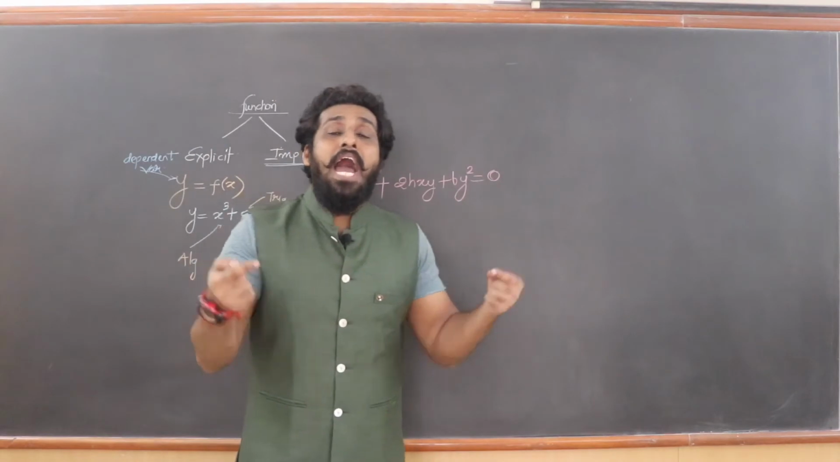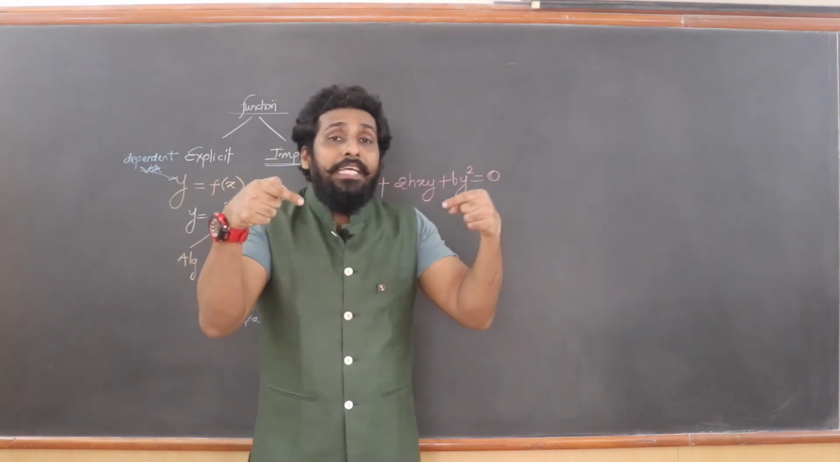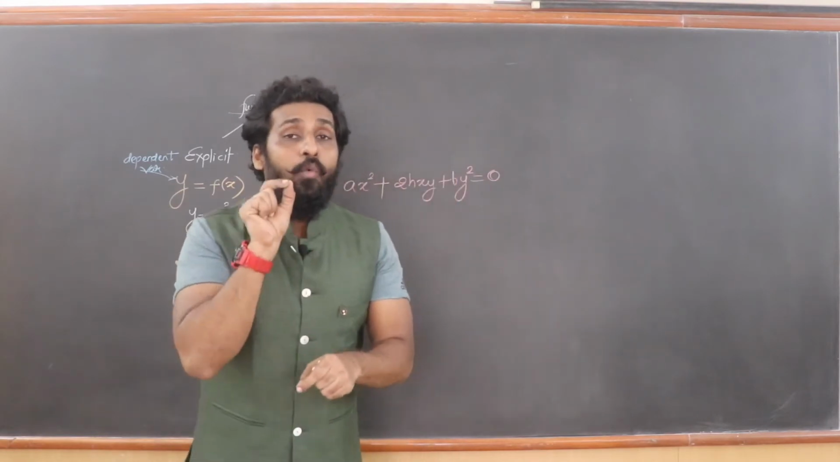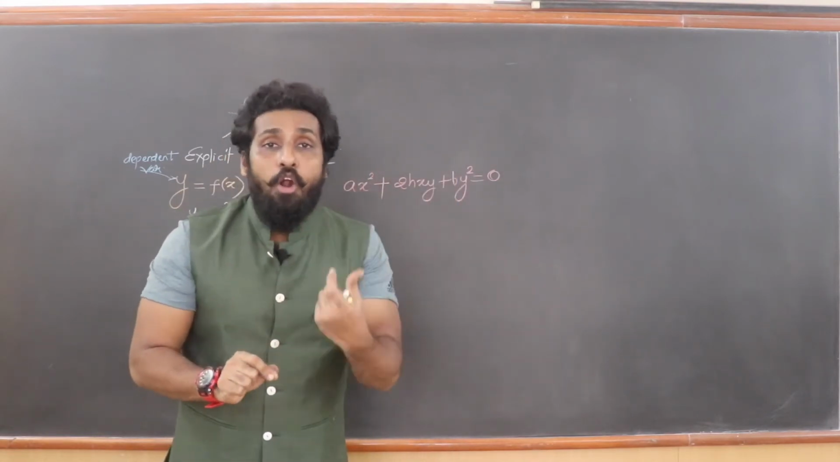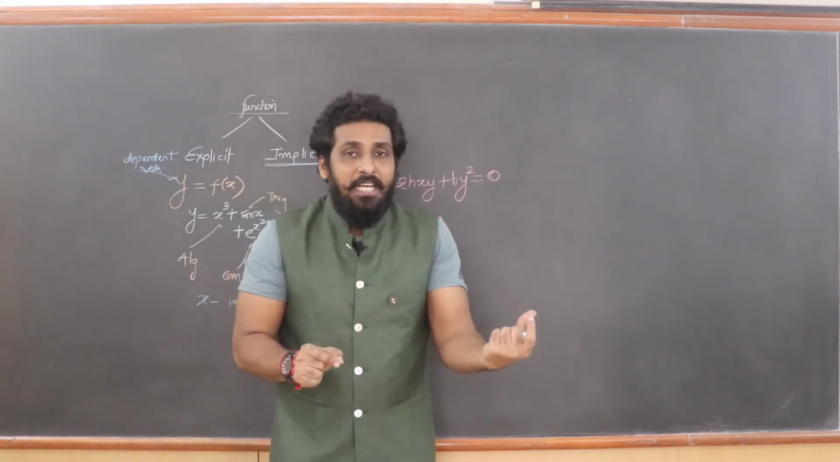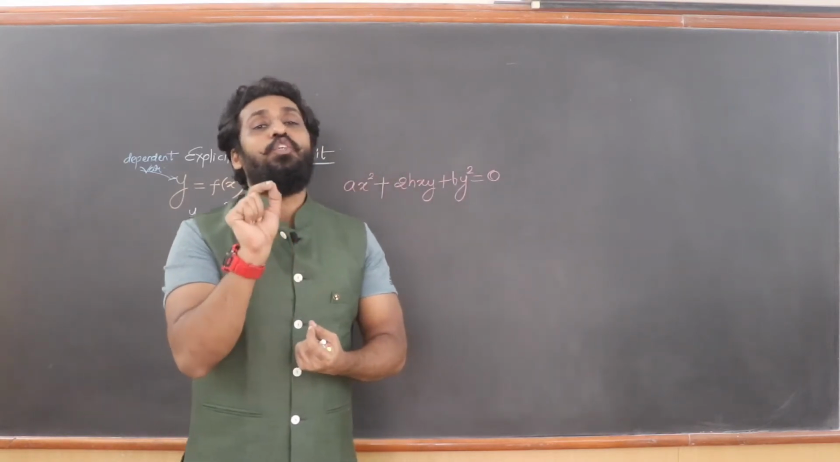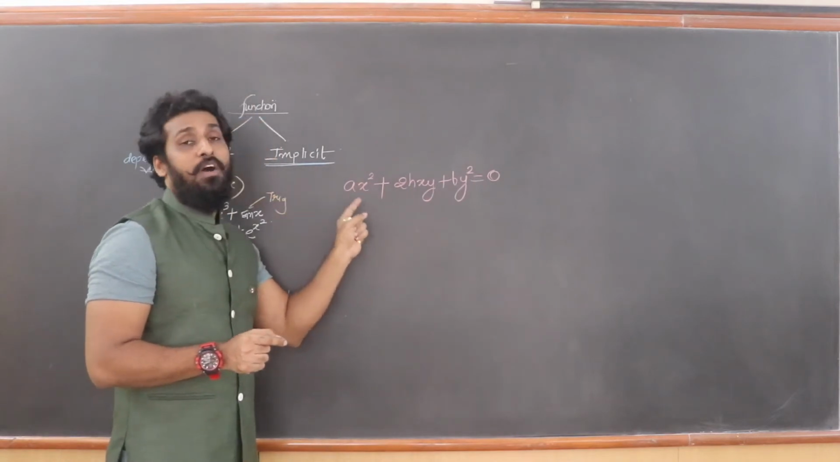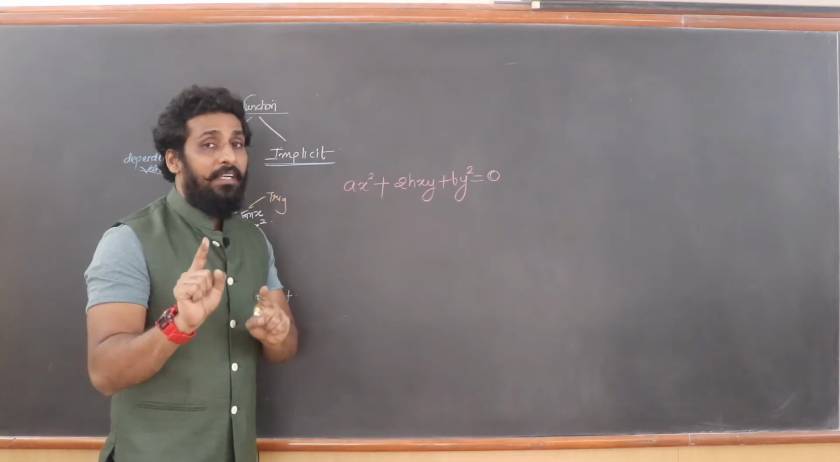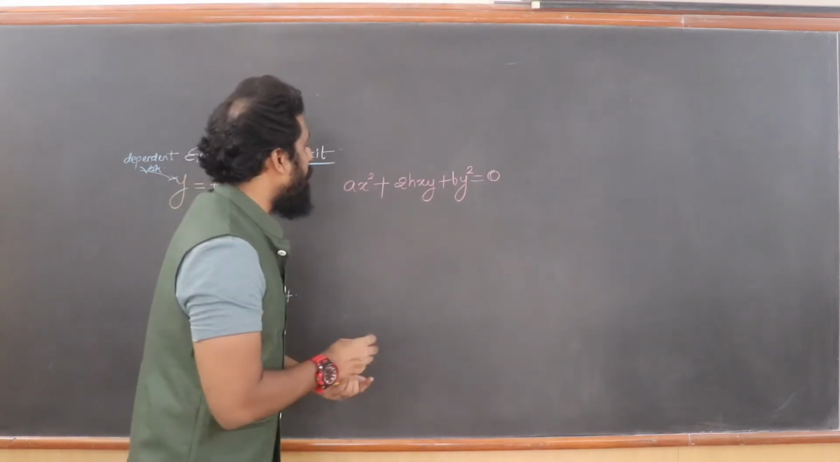When x and y are implied together with each other, they both appear in the equation at the same time, and when y cannot be explicitly expressed as a function of x, then my friends y is called an implicit function of x. Now as I said, in this equation you can definitely get y in terms of x, but look at the next example that I'm going to write.